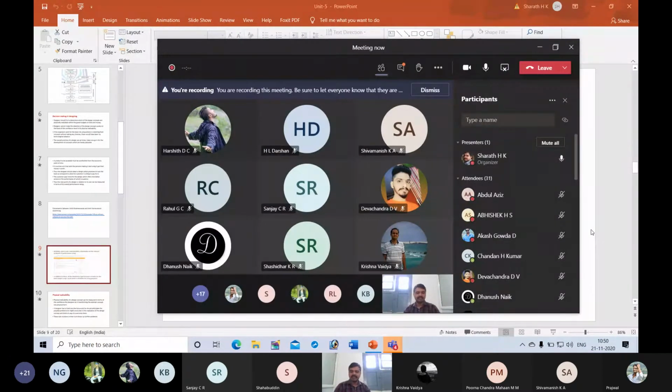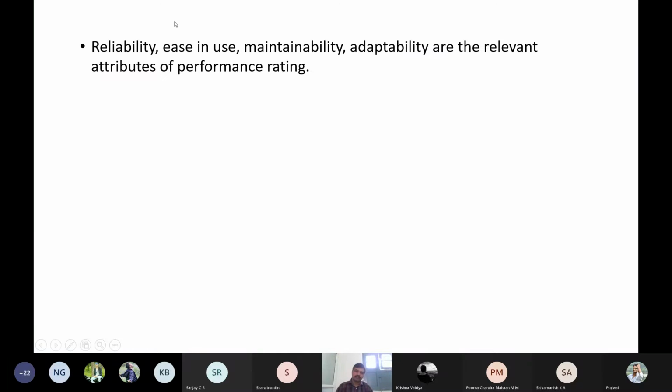At times we have a perception: if you buy this product, minimum it should work for a particular time. Like that we have an expectation. That is reliability. Then if you consider ease in use, again it should be user friendly. You can consider an example. In order to type this text, to prepare a PPT, earlier we used to do typing.